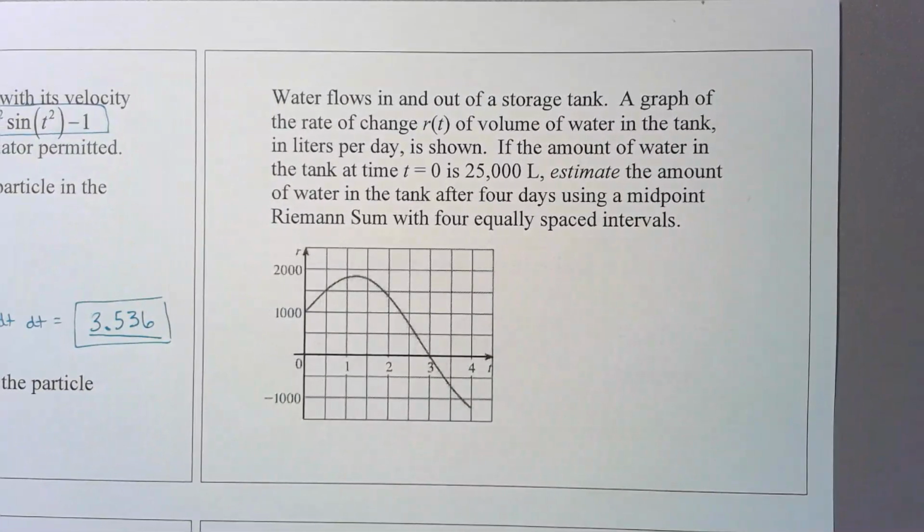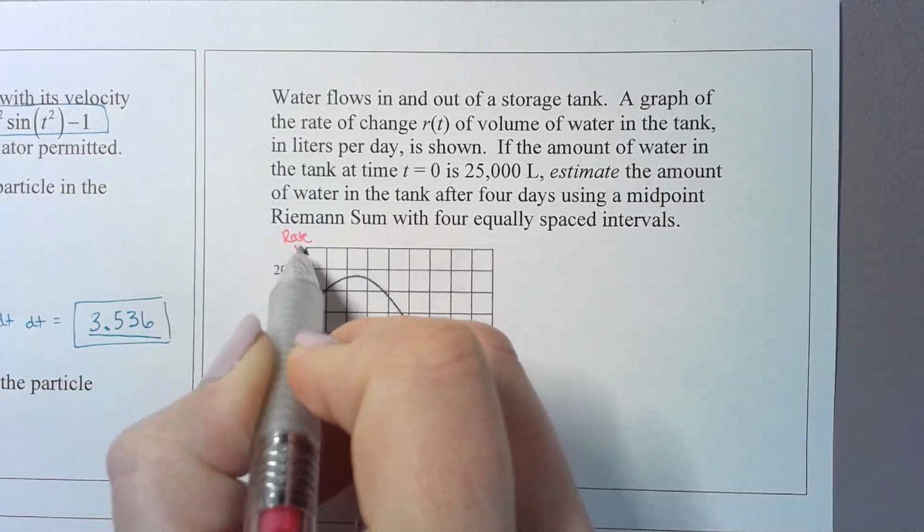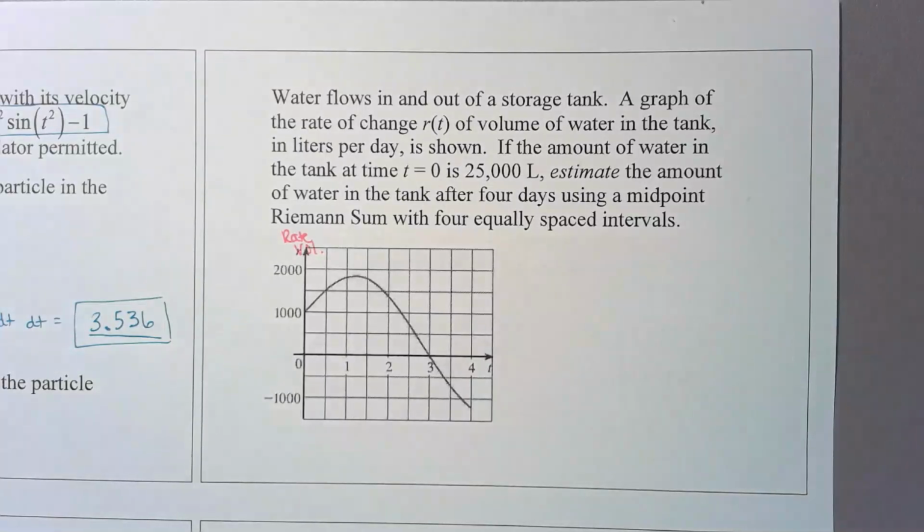All right, let's take a look at the next one. So it says water flows in and out of a storage tank. A graph of the rate of change of the volume of water in the tank in liters per day is shown. So you can't really tell, that's a little r, but I'm just going to write this is the rate of change of the volume. If the amount of water in the tank at time 0 is 25,000 liters, estimate the amount of water in the tank after 4 days using a midpoint Riemann sum with 4 equally spaced intervals. Wow, there's a lot going on there.